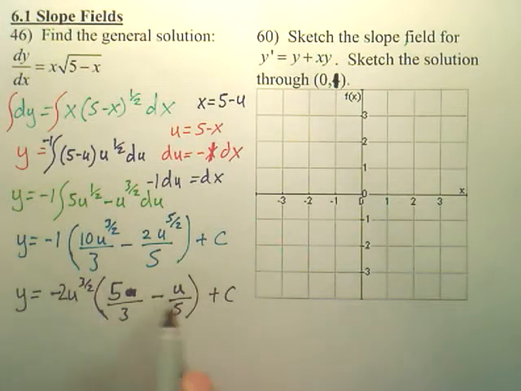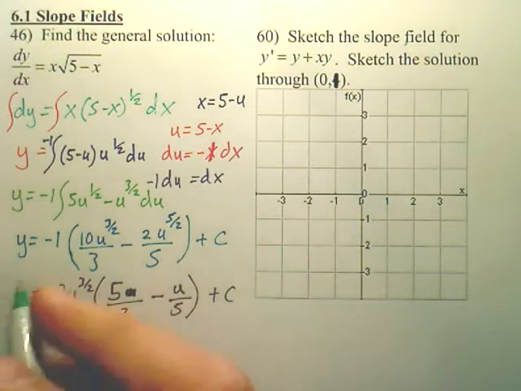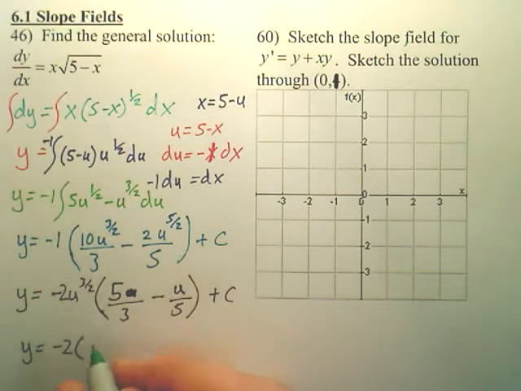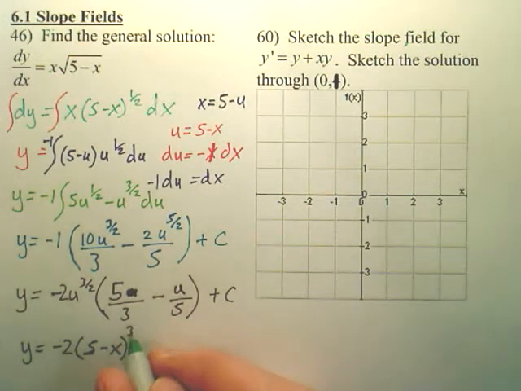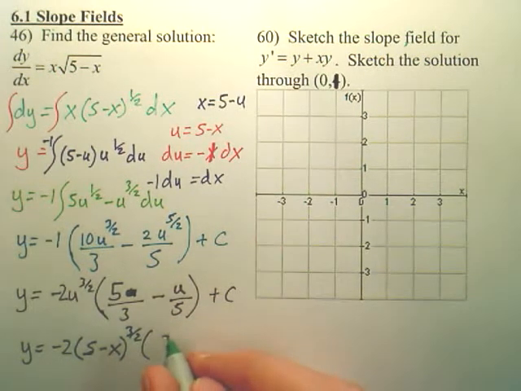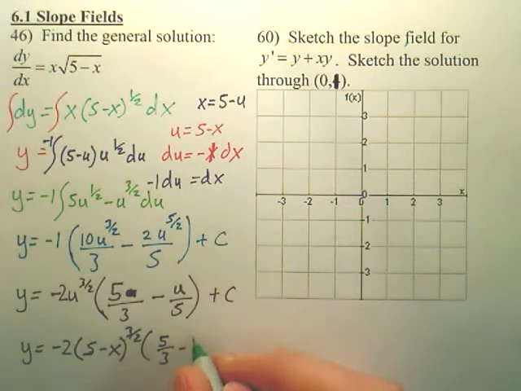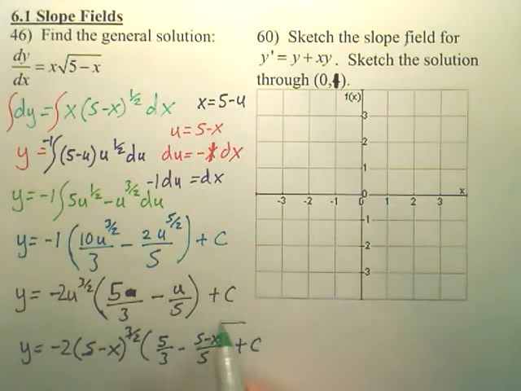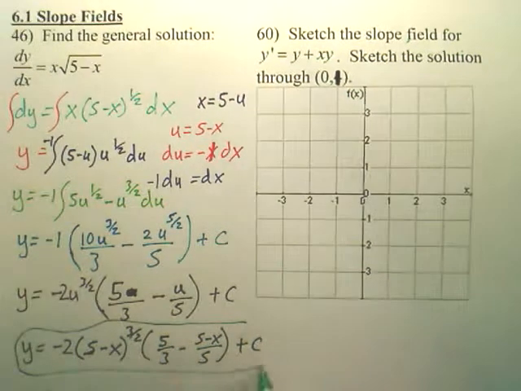This is your answer. Now you can plug all your u's in. And you could probably simplify it a whole bunch of other different ways. But your final answer, according to what we have here, is negative 2 times (5 minus x) to the 3 over 2 times 5/3 minus (5 minus x) over 5, plus c. Again, you could constantly keep simplifying this down. I'm not going to go that far.